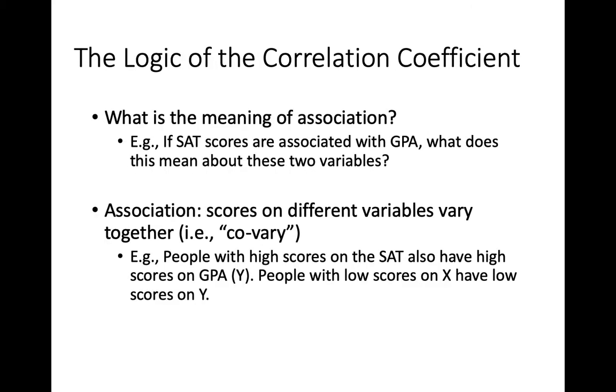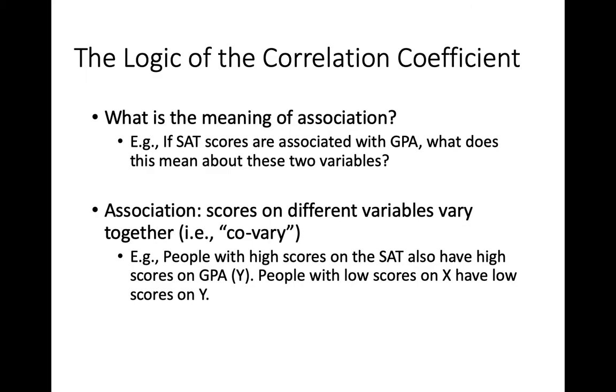So let's go over the logic. We're going to calculate a Pearson correlation, but it's important to understand the logic of how it's possible to come up with a single number that reflects the degree of association between two variables. So we can start by asking what the meaning of association is.